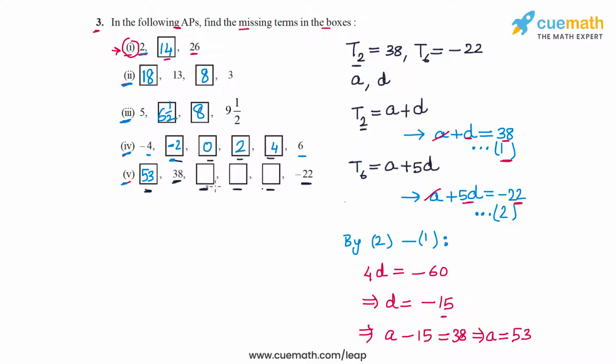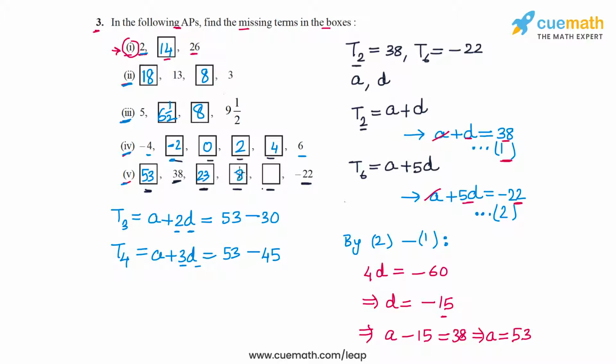And now we have to find the third, fourth and fifth terms. So the third term t3 will be equal to a plus 2d. So this is equal to 53 plus 2 into minus 15. So 53 minus 30, that's 23. So let's write 23 here. And then t4 will be equal to a plus 3d. So that's 53 minus 3 into 15. So minus 45. So that's 8.